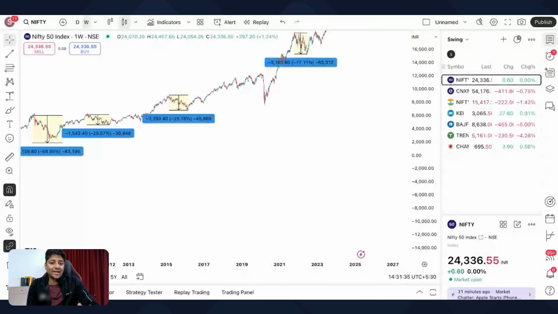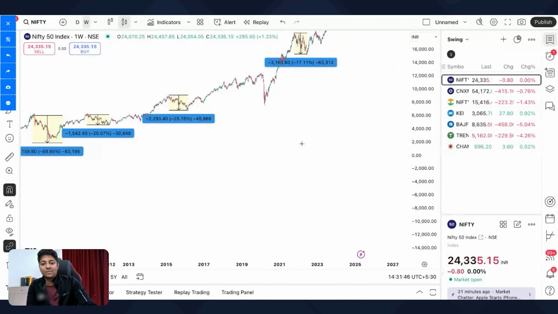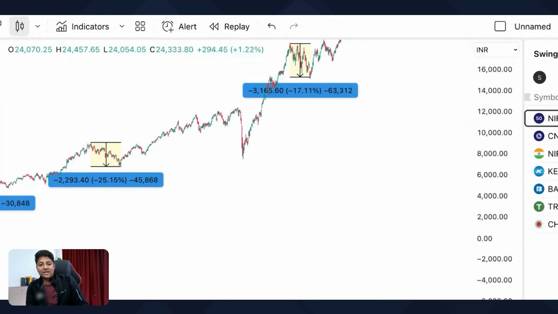Now, if you want to understand when the market is overheated or underheated, there are a few ways we can identify this, right? The first one, you should definitely look at is over speculation. Now, what is over speculation? This is very interesting because if you look at our markets right now, you will see that we have gone up quite drastically in the last few weeks.